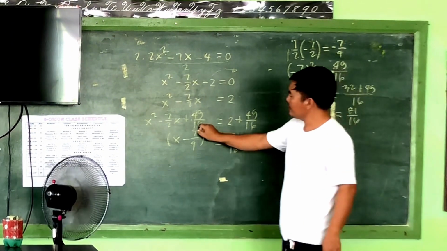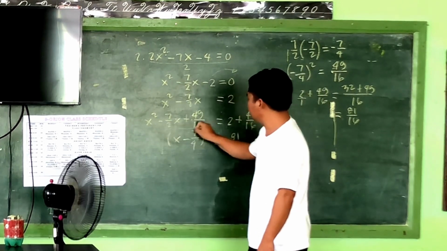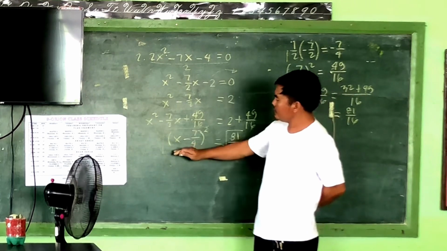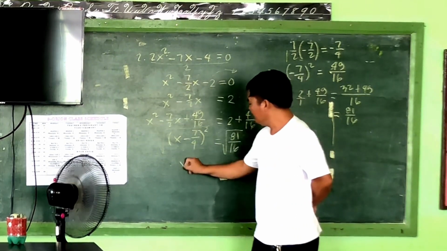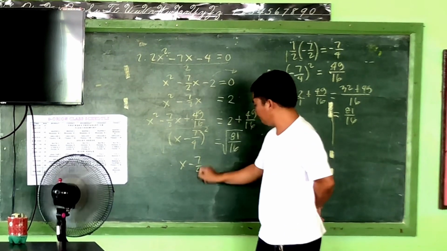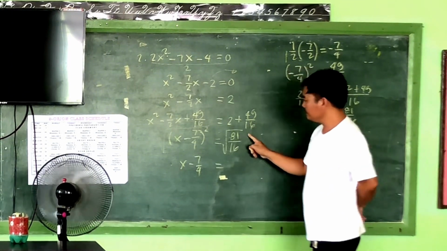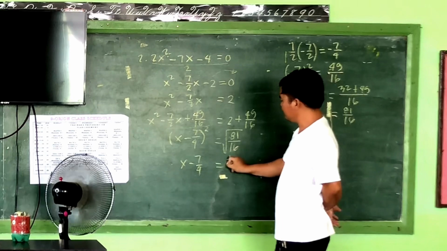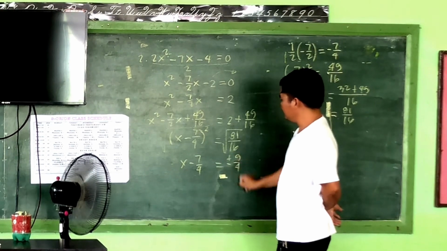Next, take the square root. So the square root of the left side equals the square root of the right side. How much is the square root of this one? Okay, x minus 7 over 4 equals plus or minus 9 over 4.